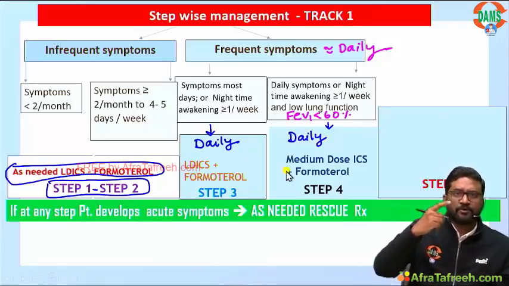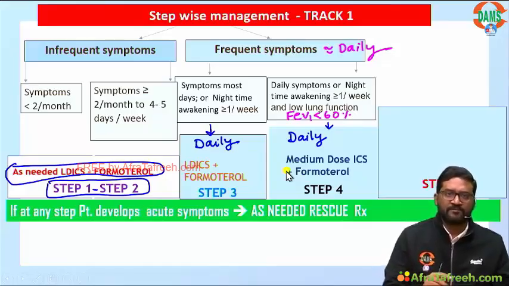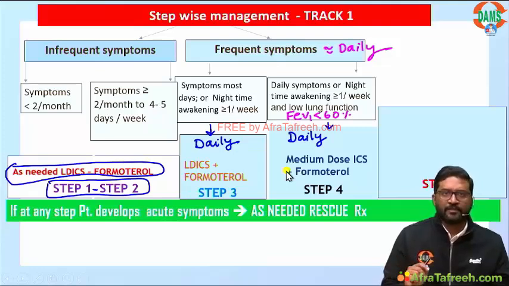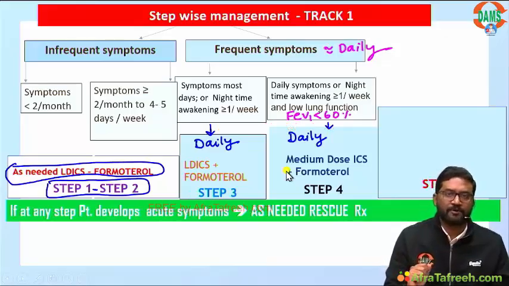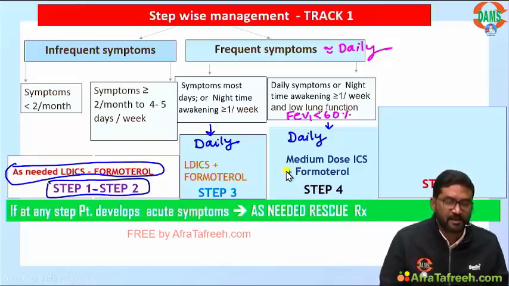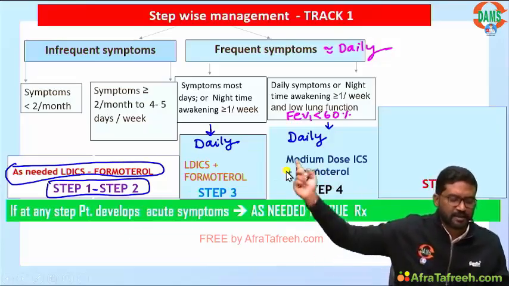Generally dose of corticosteroid is not asked for your level, but there will be few students who want everything about everything. So for them, low dose means 200 to 400 micrograms of budesonide equivalent per day. Medium dose is 400 to 800 micrograms of budesonide equivalent per day. High dose is more than 800 micrograms of budesonide equivalent per day. So 200 to 400, 400 to 800, more than 800.